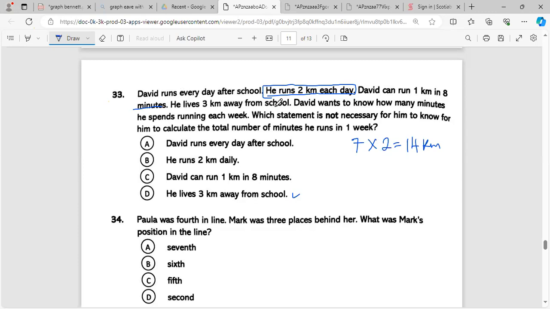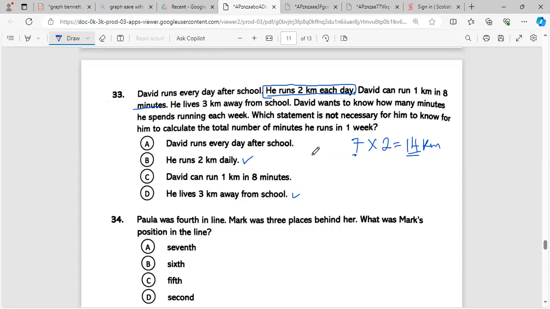So they say which statement is not necessary for him to know. Just think about it, guys. If we need to calculate it, we could say that he runs 14 kilometers for the week because he runs every day. So that is important because suppose he ran 3 days, or 1 day, or 2. We need to know how many days he runs, which is 7, as they say he runs every day. So we assume 7 days he runs.